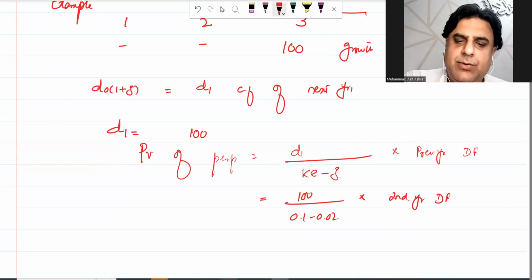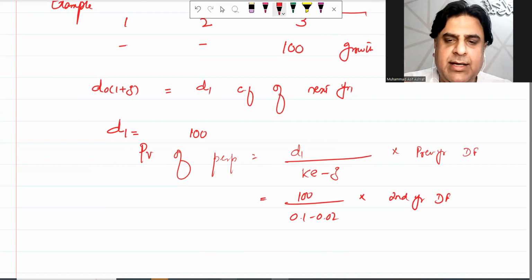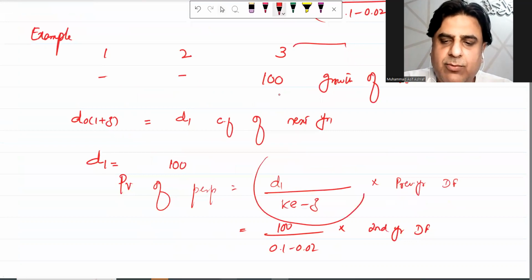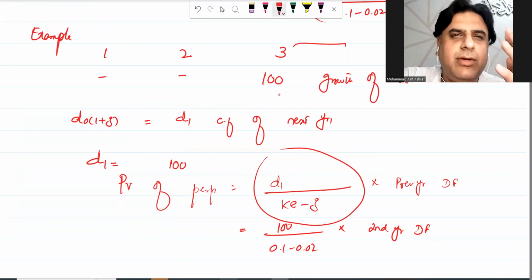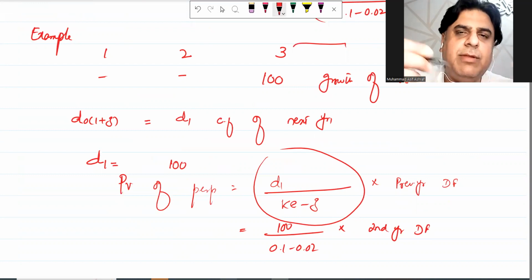Okay. So this is how we are making the difference between different types of perpetuities. This formula is applicable where you are not given D0, you are directly given D1. Okay. So basically, this is the whole of the business mathematics, which will be applicable in your syllabus.